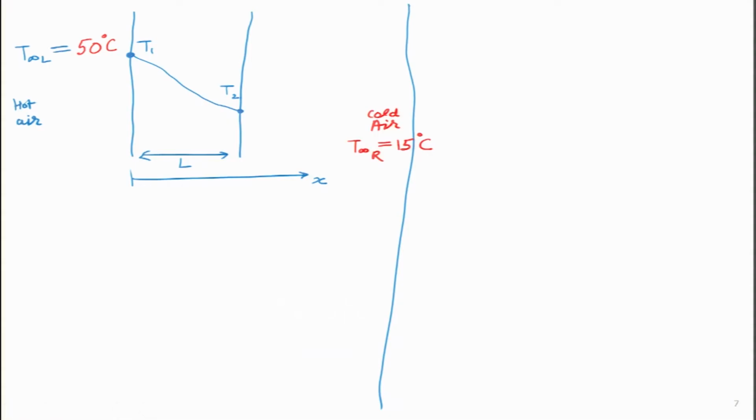We also know the value of the convective heat transfer coefficient on the left side. So I am assuming it is about 2 watts per meter square Kelvin on the left side, and on the right side I am assuming a different number, 4 watts per meter square Kelvin.